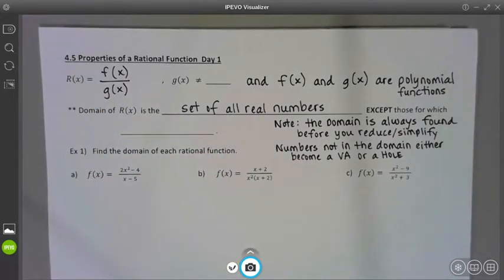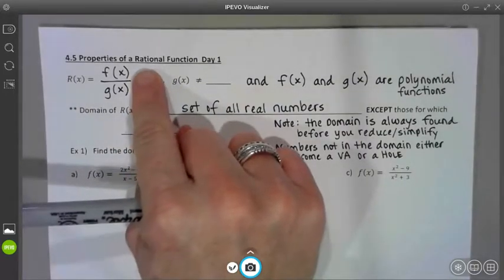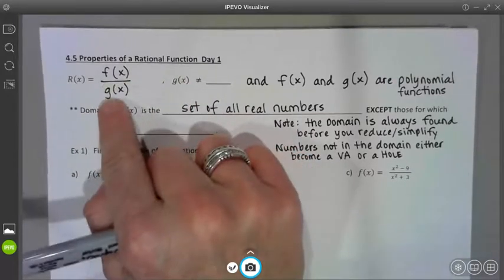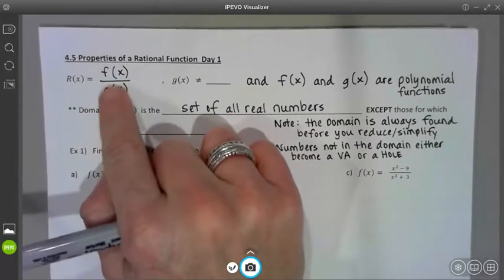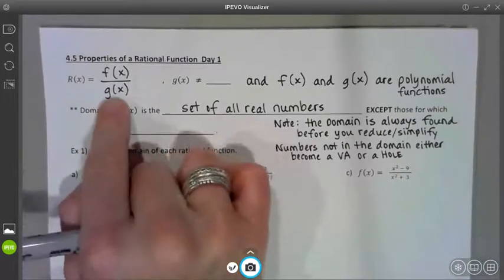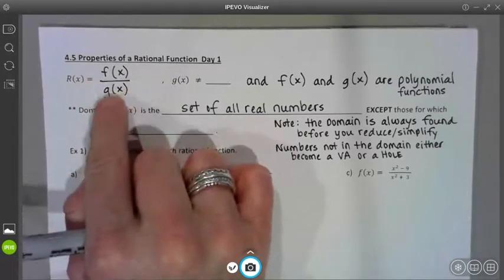By definition, a rational function, and rational is just a fancy word for fraction, is one polynomial divided by another polynomial. So f of x and g of x are going to be polynomial functions. This is a rational function, and it's fine to work with as long as, what do we never want to divide by in math? We never want to divide by 0.